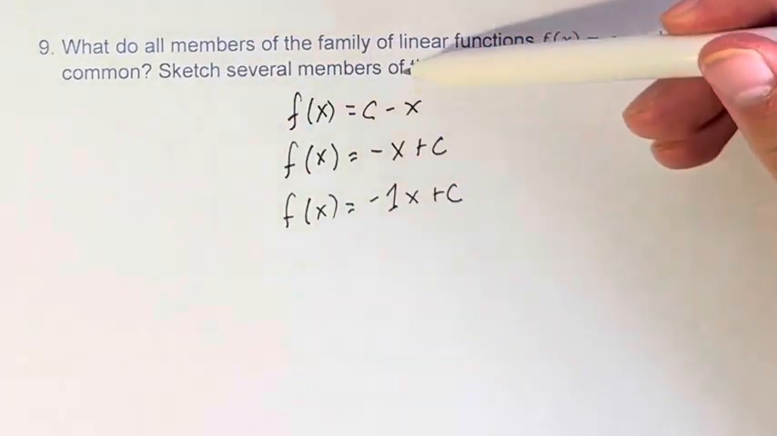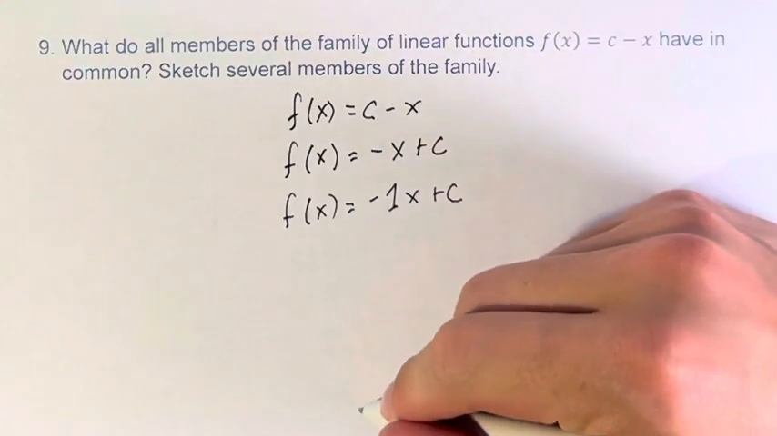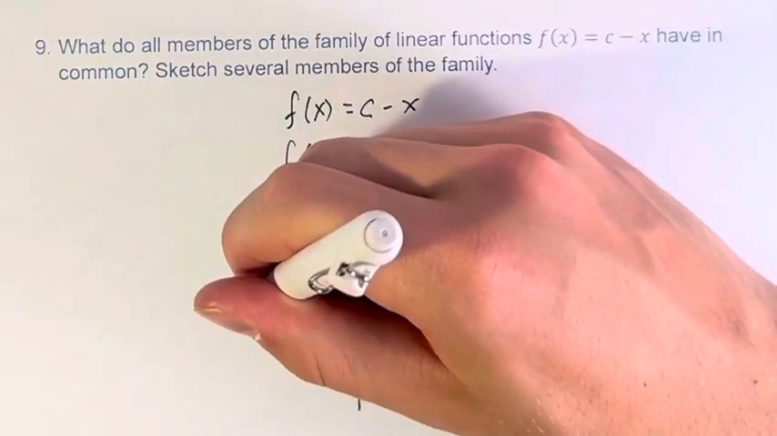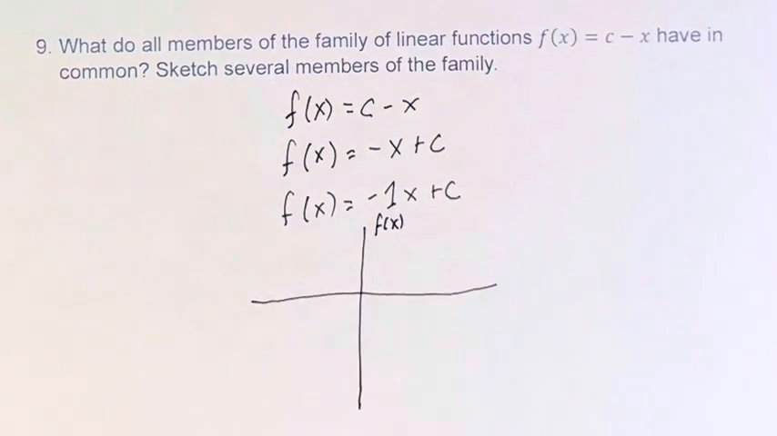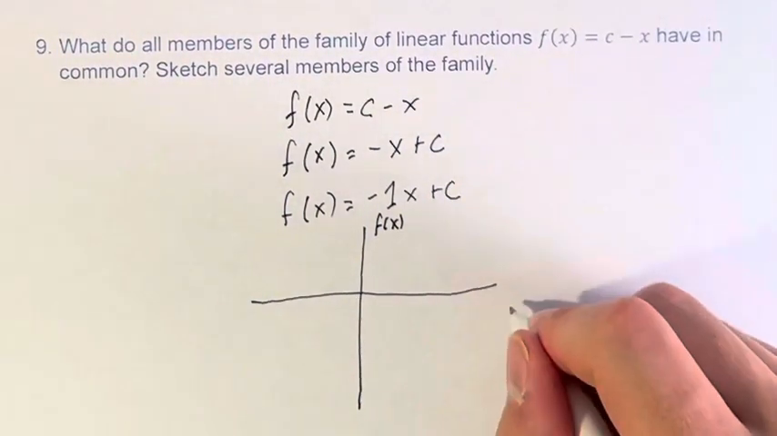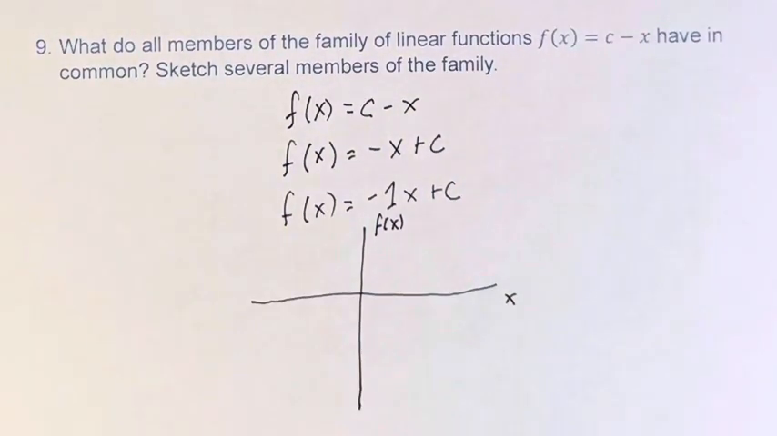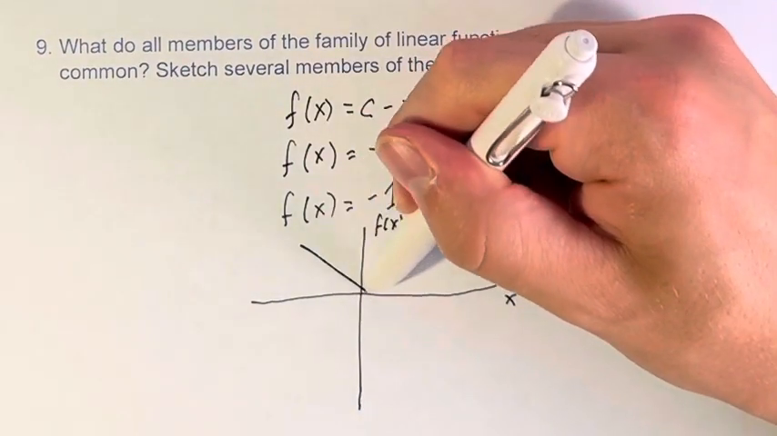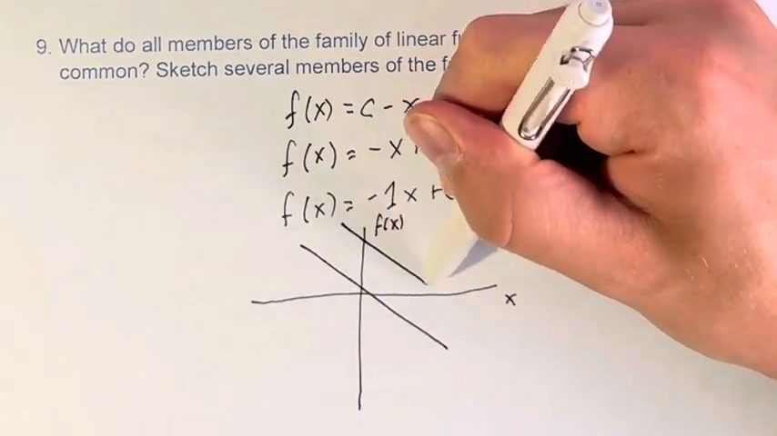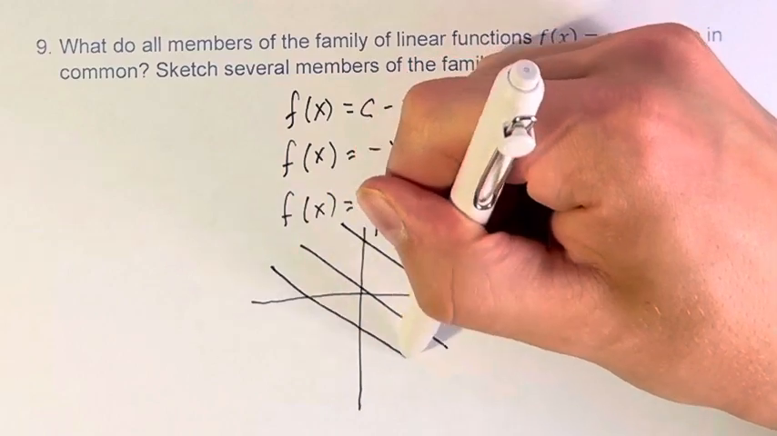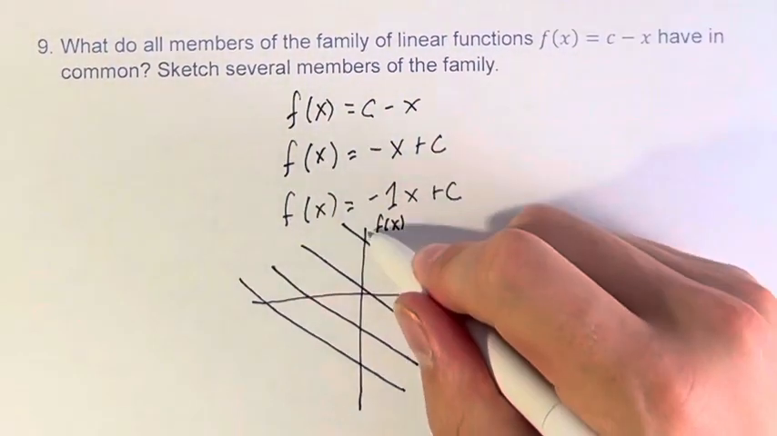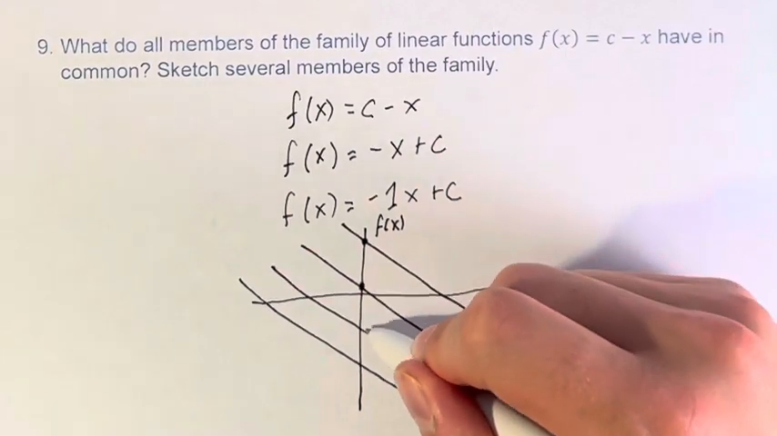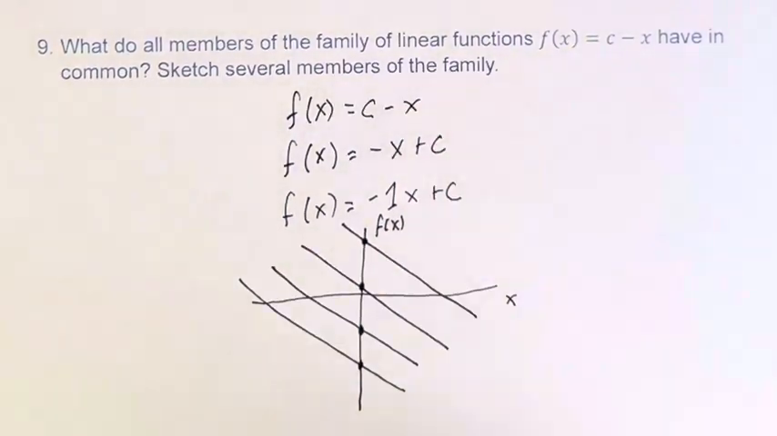So what would it be if we sketched several members of this family? Well, if we graph f of x by x, what we would have is a family of functions. They are all parallel lines with slope negative 1, and the difference is their varying c values. They're varying y-intercepts that space them apart.